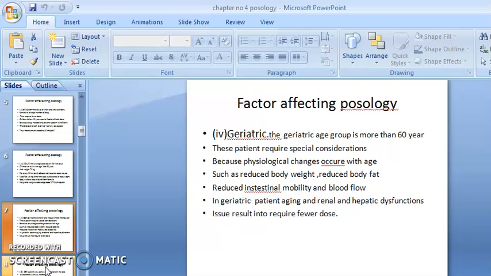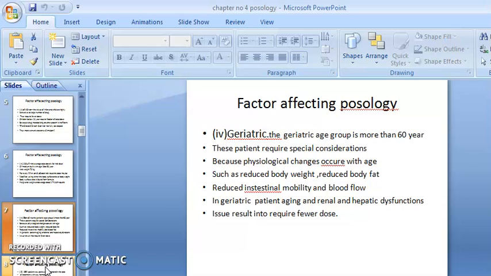In geriatric patients, the age group is more than 60 years. This patient group requires special consideration, because physiological changes occur with age, such as reduction in body weight, body fat, intestinal motility, and blood flow. In geriatric patients, aging and renal and hepatic dysfunction result in the requirement of fewer doses.